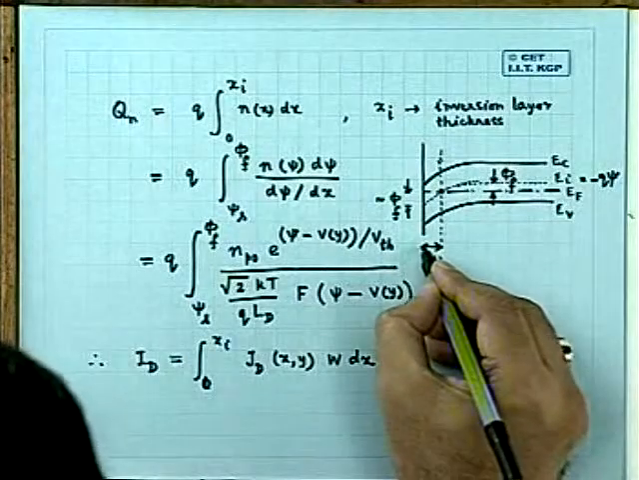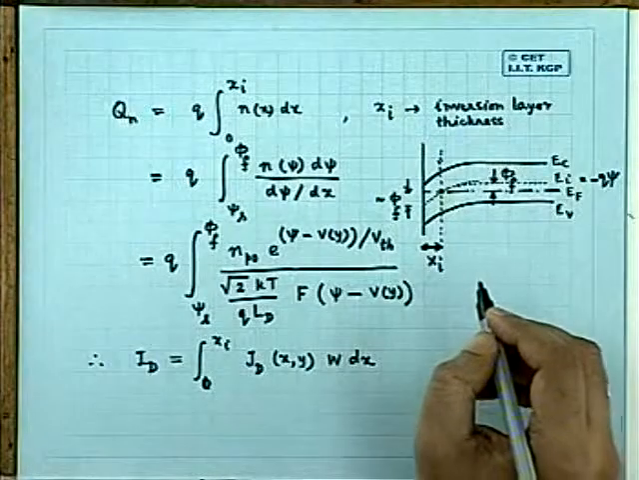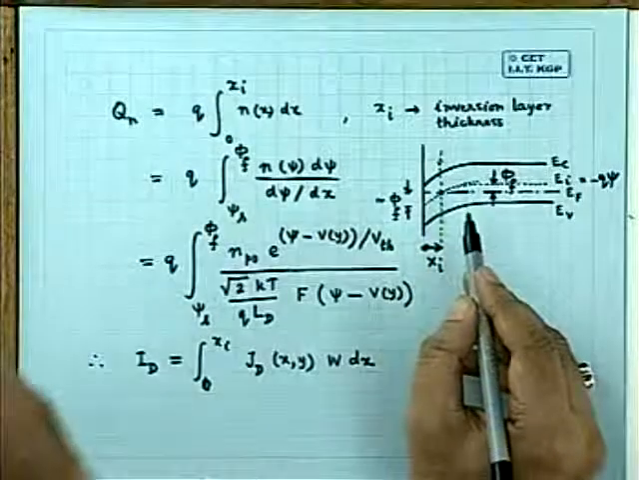But this is the region where the electron number is more than the intrinsic carrier count. That is why I have defined it from 0 to xi. I am assuming that all the electrons in this region have to flow.